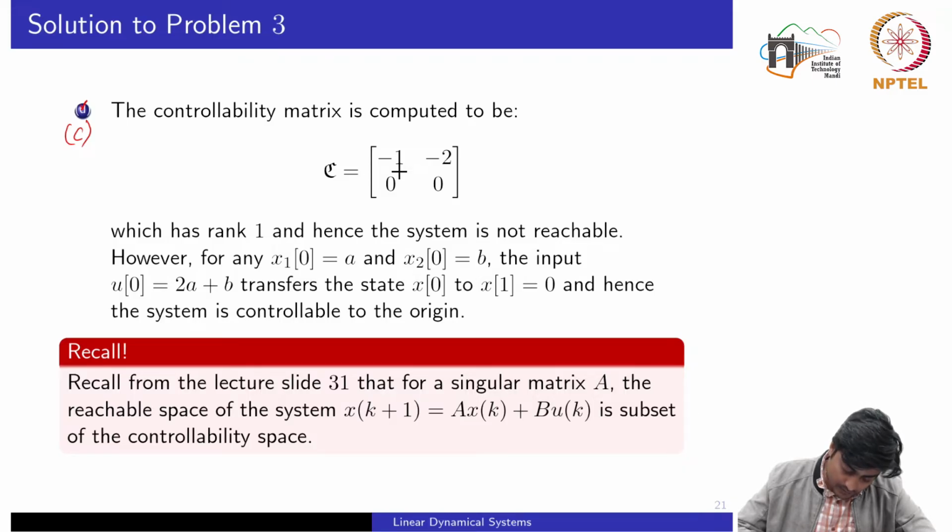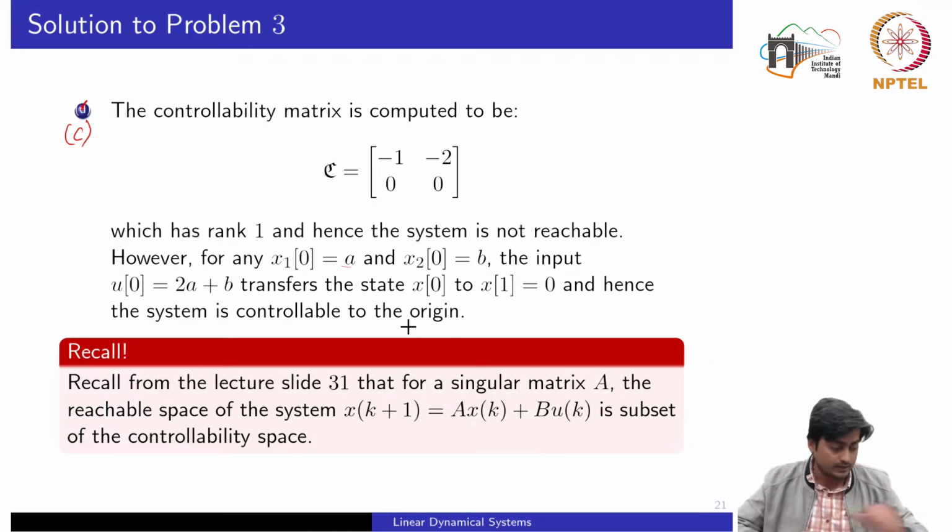And if you recall from the lecture slide, we have said that the reachable space is basically a subset of the controllable subspace. So it means you can find some input which can still transfer the state from x0, given A and B, to the origin. Right? And the system is controllable to the origin, but it is not reachable. Okay.